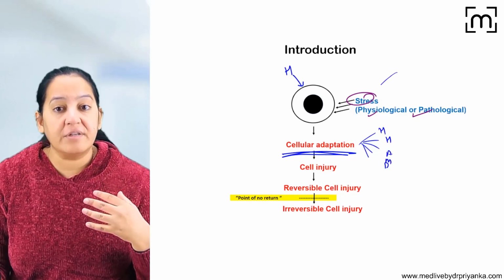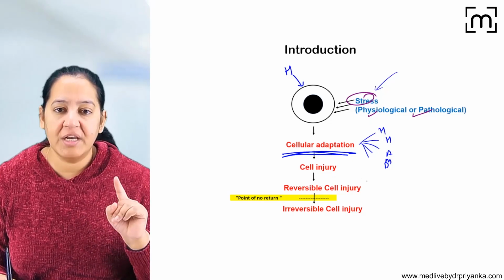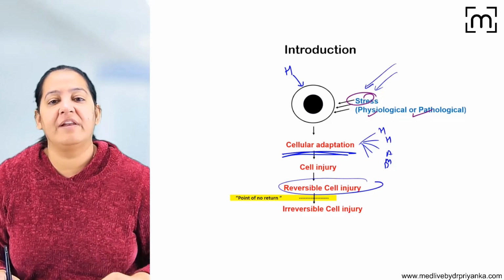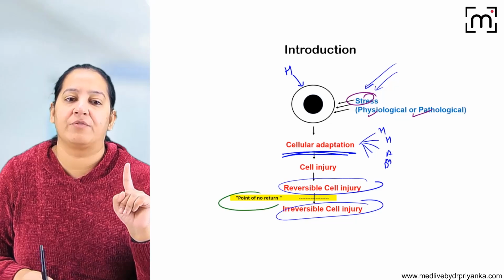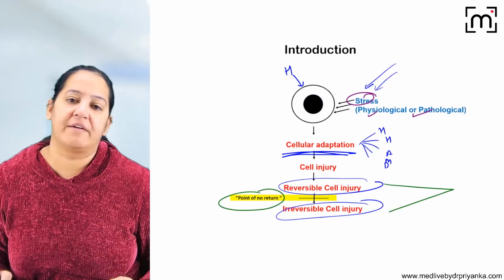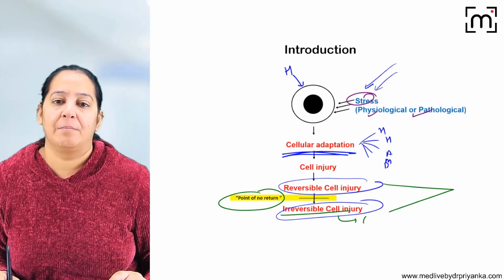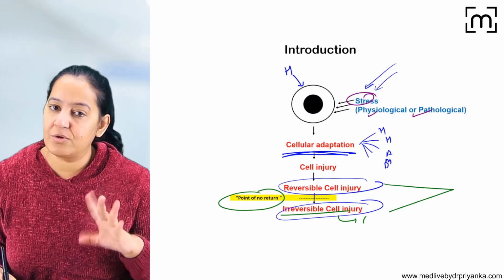If the stress continues or is very severe, then cell injury will take place. Initially it is reversible cell injury, and if the stress still continues, it will lead to irreversible cell injury. Between reversible and irreversible cell injury, there is a point of no return. Currently, I want to tell you the differences between reversible and irreversible cell injury. By the way, irreversible cell injury is equivalent to cell death. So irreversible cell injury means the cell is already dead.